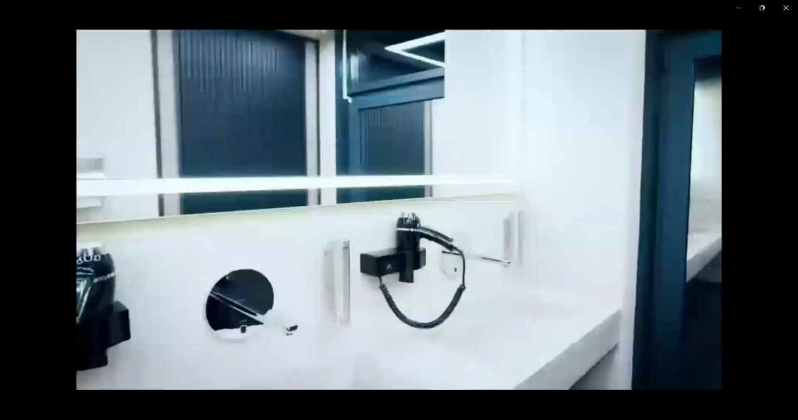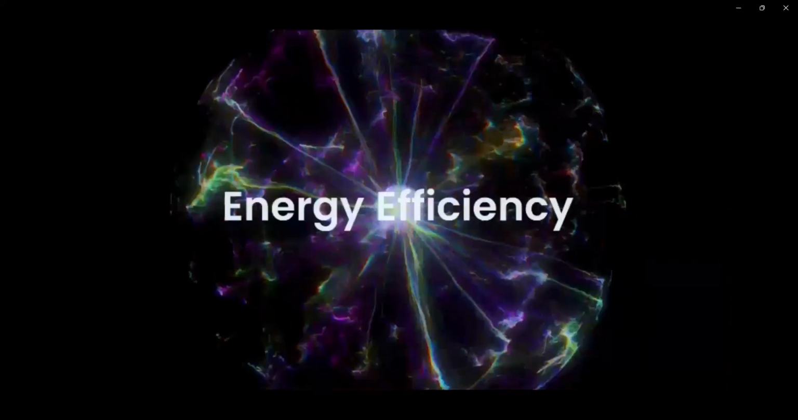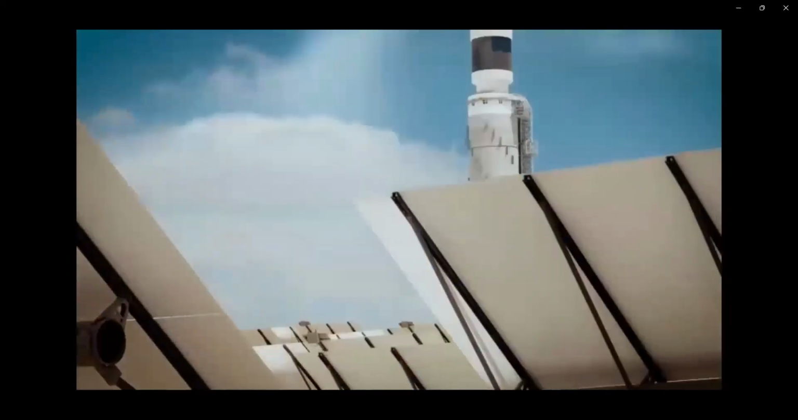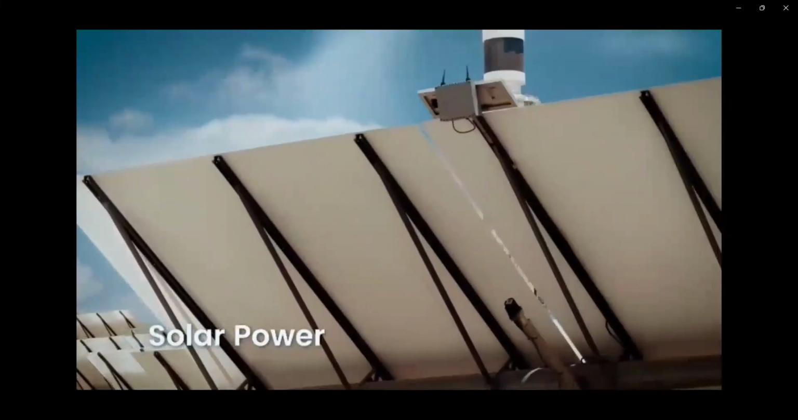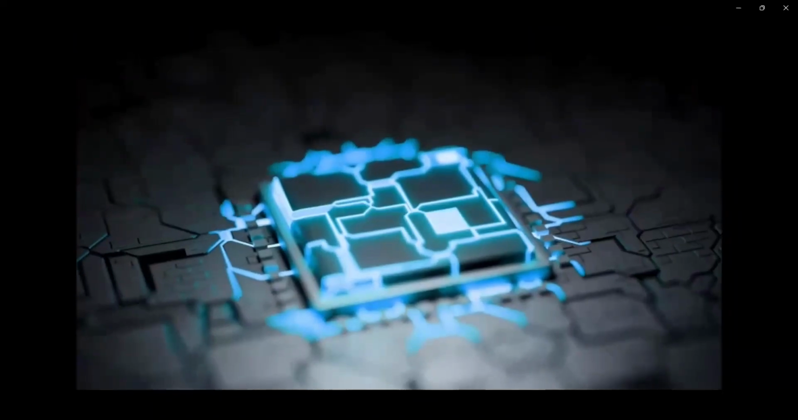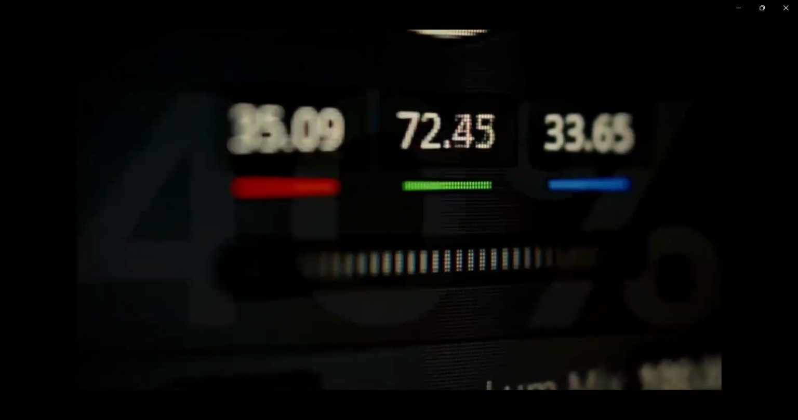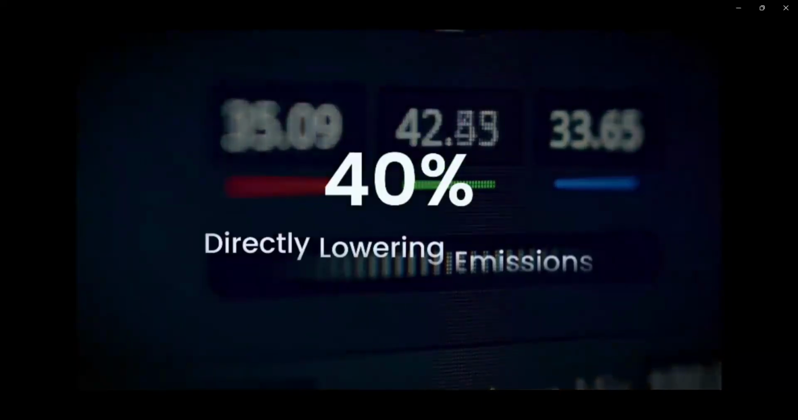Water is precious. Through sensor-based taps, water recycling units, and rainwater harvesting, hotels cut consumption while ensuring luxury remains untouched. Energy efficiency is no longer optional. With solar power, smart thermostats, LED lighting, and HVAC optimization, IoT sensors for lighting and heating or cooling control, energy use is reduced by up to 40%, directly lowering emissions.